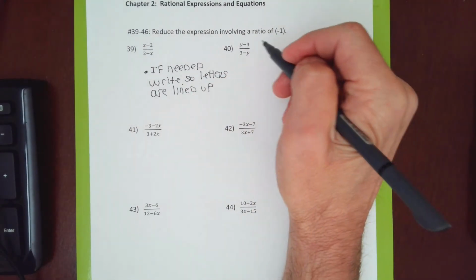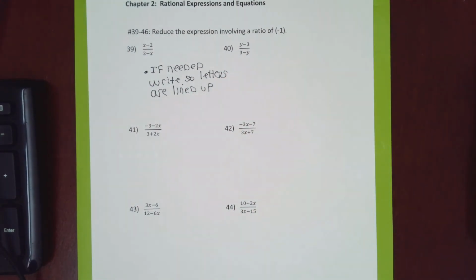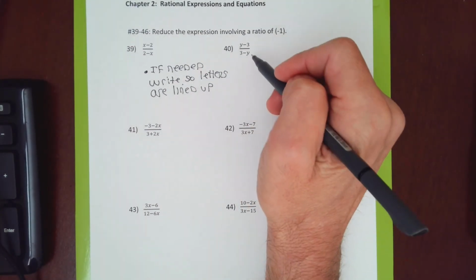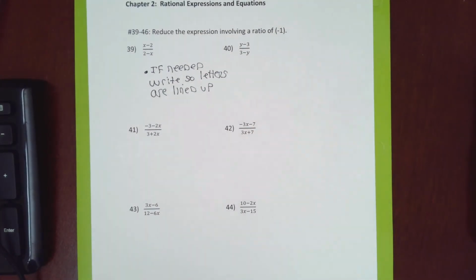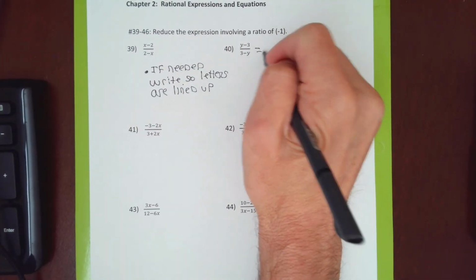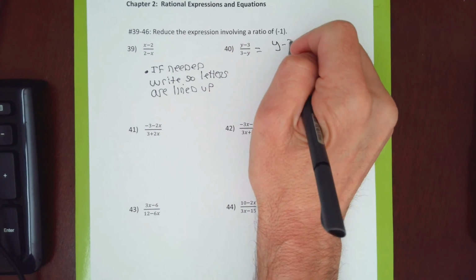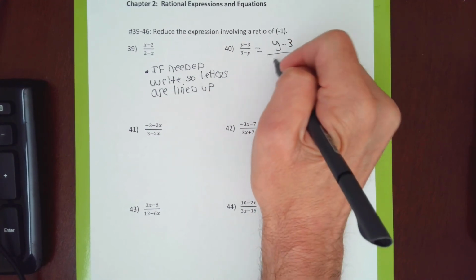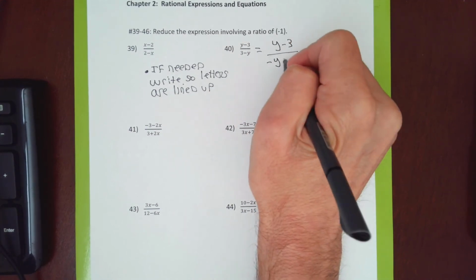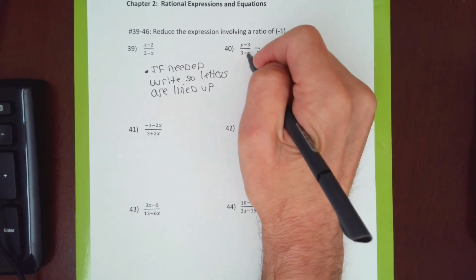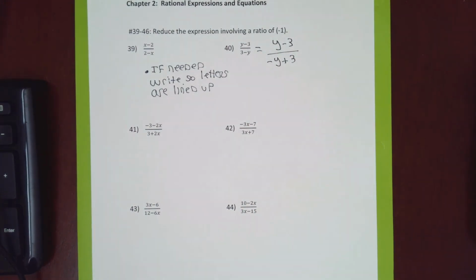I can't reduce problem 40 the way it's written because the numerator and the denominator aren't identical. A y minus 3 doesn't cancel with a 3 minus y. A y minus 3 only cancels with a y minus 3. So I'm going to write the denominator with the y first and the 3 second. I'll keep the negative sign in front of the y. I get a plus sign in front of the 3 because it's positive. That was needed. I just lined up the letters.